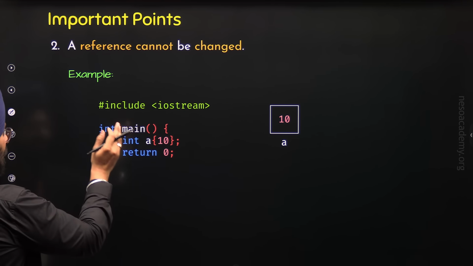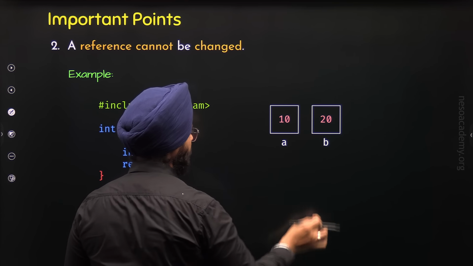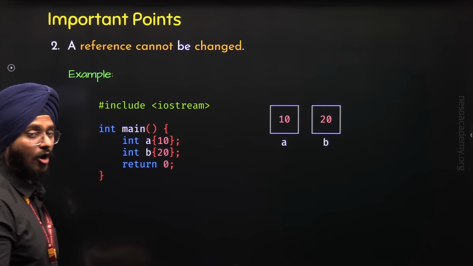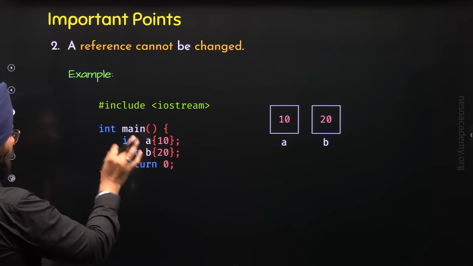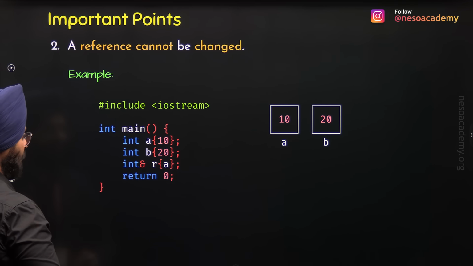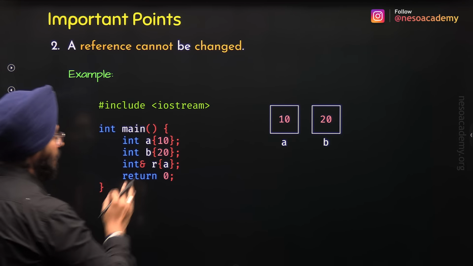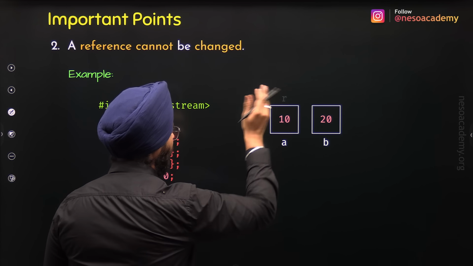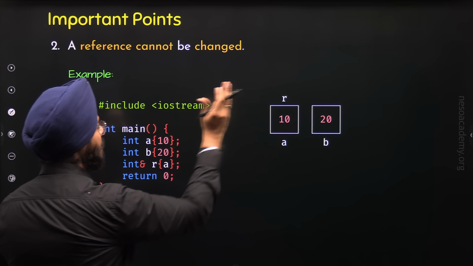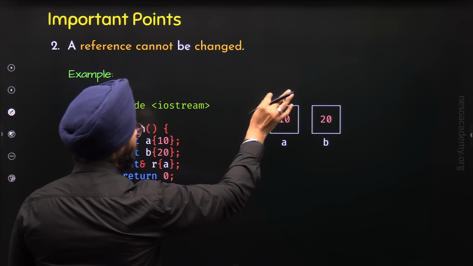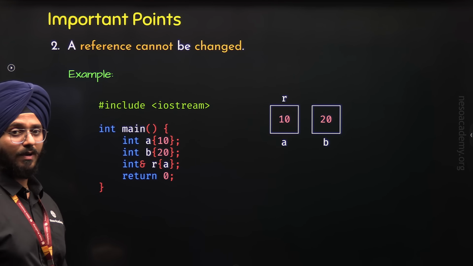Now, let's define variable b with value 20. We have another box with value 20 and the name of this box is b. So now we have two boxes with values 10 and 20. Now let's define a reference like this. This is the reference to variable a. So clearly we now have another name for this variable a, which is r. Now let's say I want to change this reference. I want to make this the reference of variable b, but I cannot do this in C++.